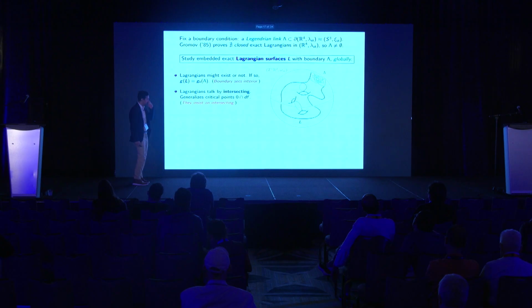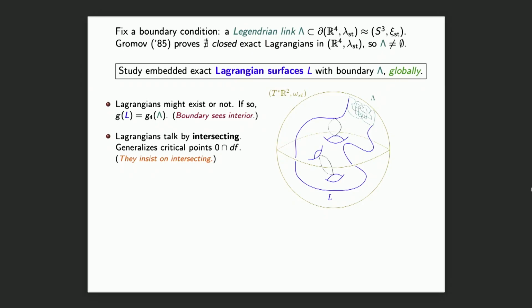The second thing is how do Lagrangians kind of talk to each other? And that's something that really makes symplectic topology sort of far apart from the smooth world, which is that Lagrangians behave with a very specific geometric property, and I wrote the slogan, they insist on intersecting. I'll elaborate on that a little bit, but the idea is the following.